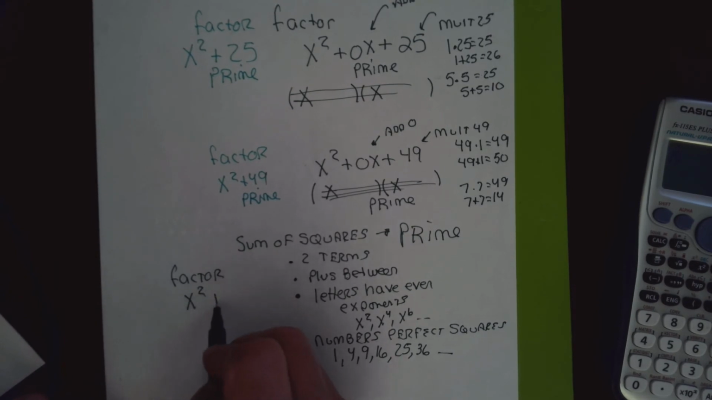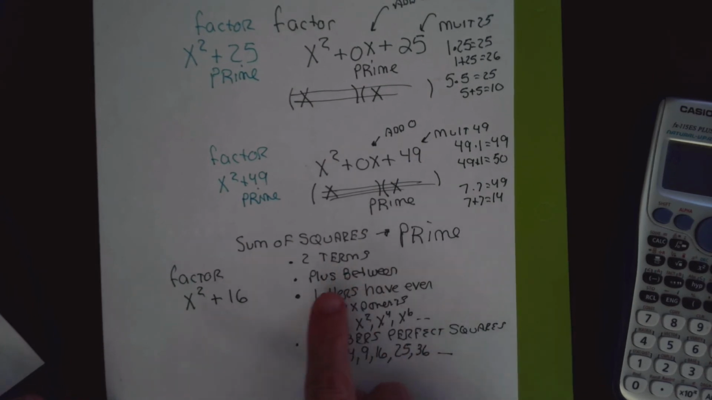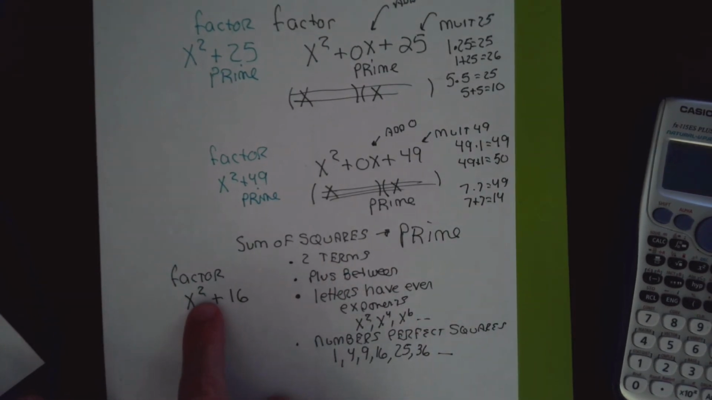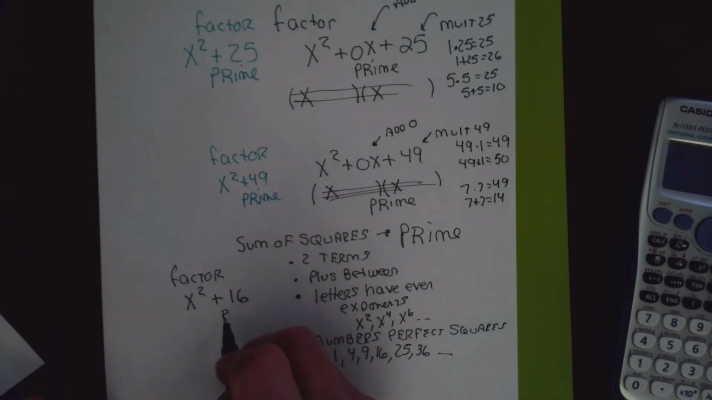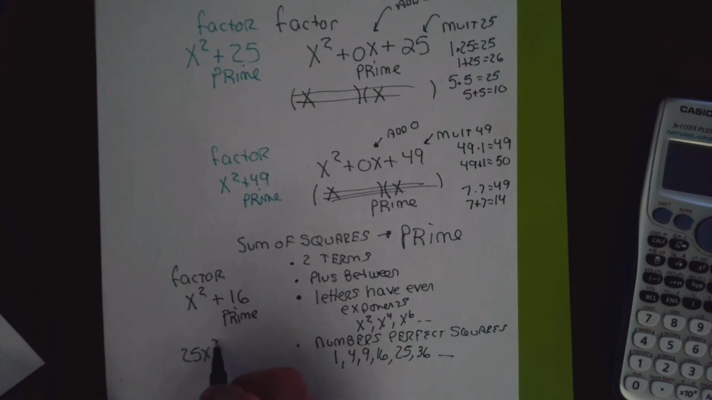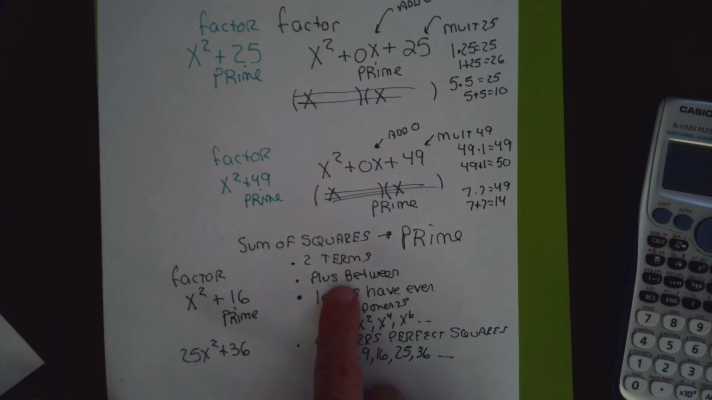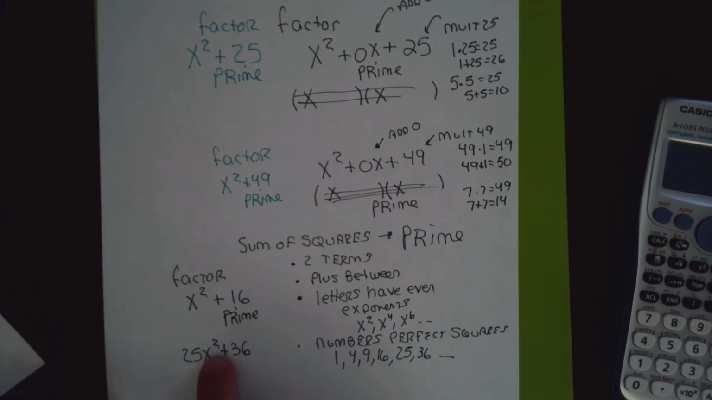So if I asked you to factor x squared plus 16, I'd look at this problem. It has two terms, there's a plus between, the letter x squared has an even exponent, and 16 is a perfect square, so this guy's going to be prime. There's no way to factor that. Similarly, if I asked you to factor 25x squared plus 36, this has two terms, plus between, the letter x has an even exponent, and the numbers 25 and 36 are perfect squares. That makes this a sum of squares. All sums of squares are prime.